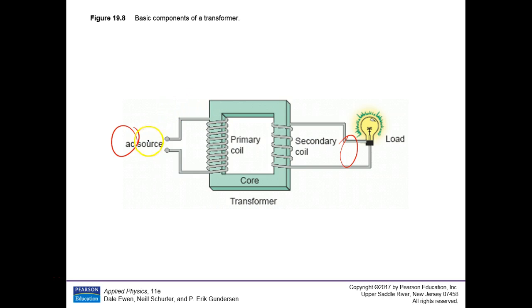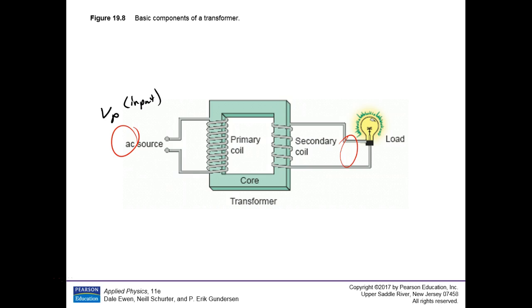We call this over here the AC power source. Whatever the voltage coming in is VP. The P stands for primary. That's the input side, so I'm going to put input here. Okay? The primary side.